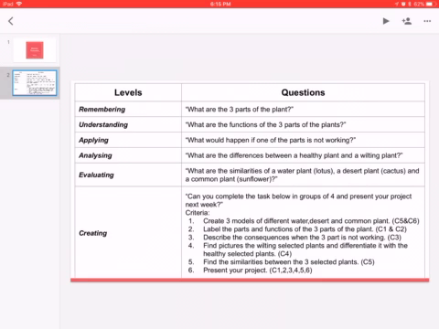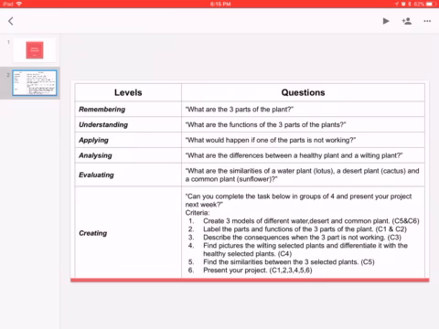So they have expanded on the creating. Can you complete the test below in groups of 4 and present your project next week? So criteria will be 3 models of different water, desert, and common plants, and so on. So they have to think of questions that they are going to use in a lesson. Since my course is on the art and science of teaching, they have to imagine that they are teachers and that they are actually going to ask these questions in their own class.